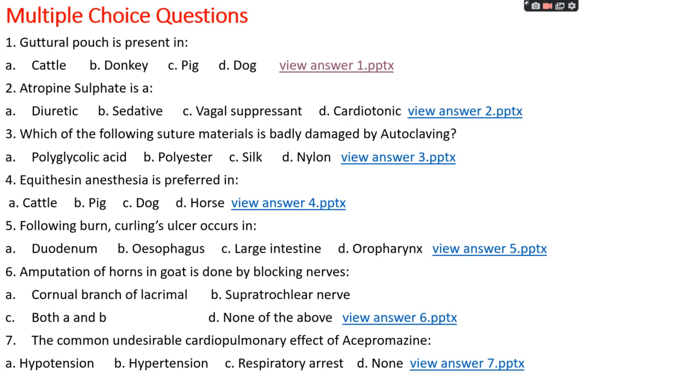Question number 2. Atropine sulfate is option A, diuretic, option B, sedative, option C, vagal suppressant, or option D, cardiotonic. The right answer is option C, that is vagal suppressant.